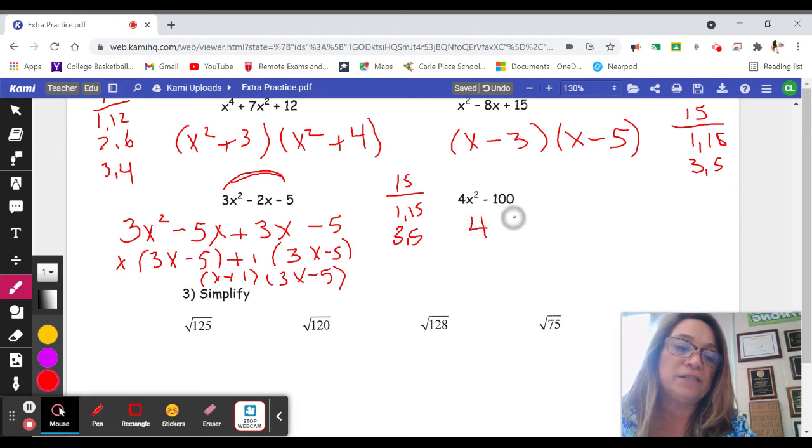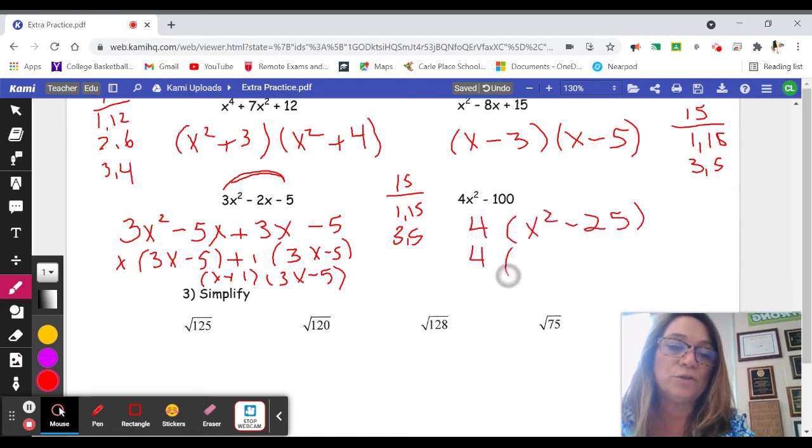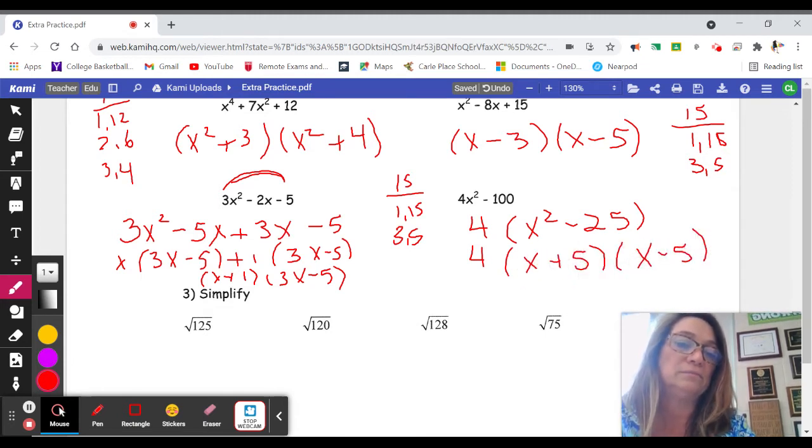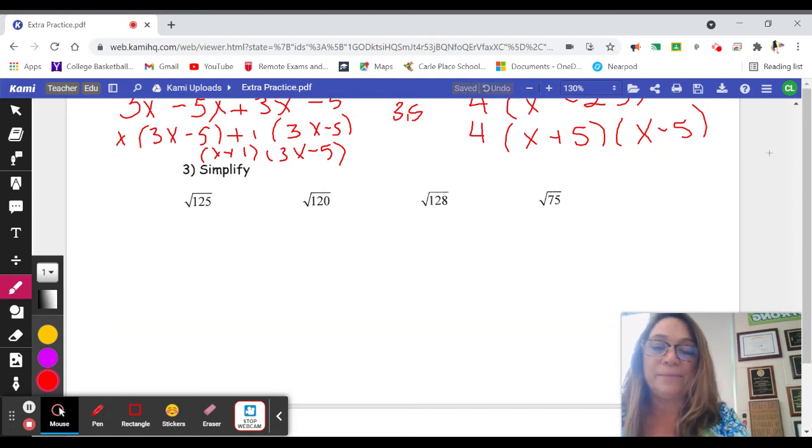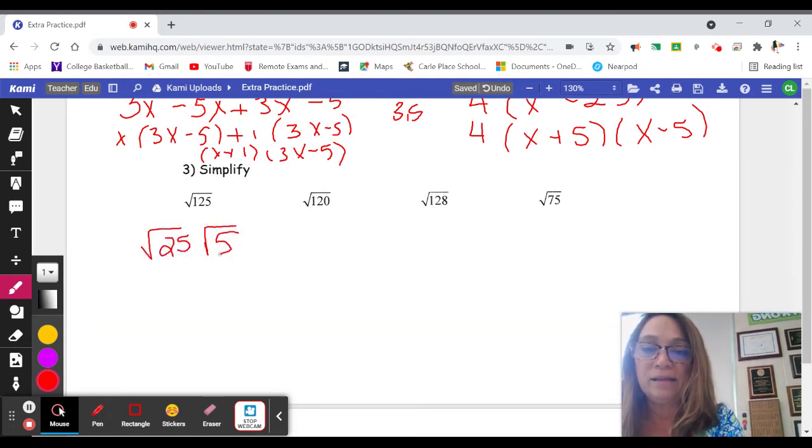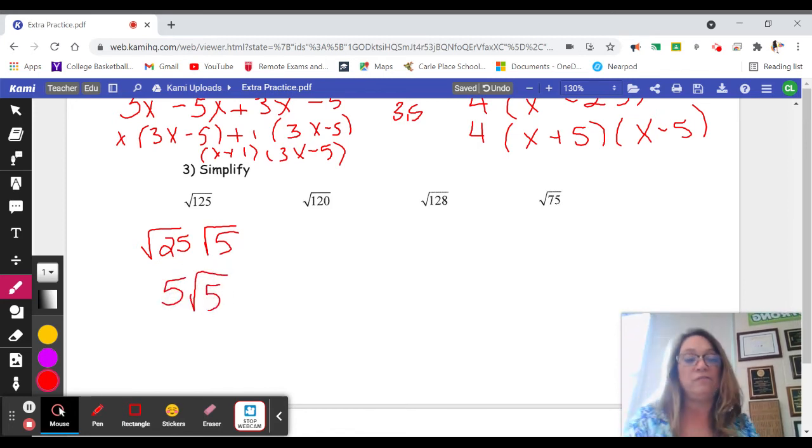I'm going to pull out the GCF of 4. And then that is also the difference of two squares. So x plus 5, x minus 5. All right, simplifying. Perfect square, other guy. The perfect square gets simplified, or you find the square root of the perfect square, and the other guy just stays.